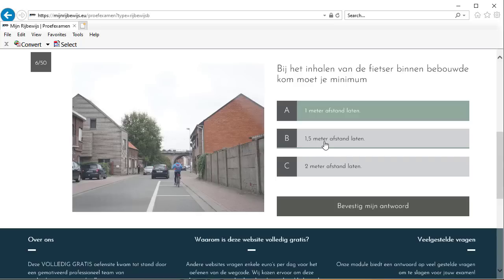So the way you can remember this is within a built-up area you ride relatively slow, so it's sufficient to have that 1 meter, but outside a built-up area you are probably riding at 70 or even 90, so you have to maintain more lateral distance.